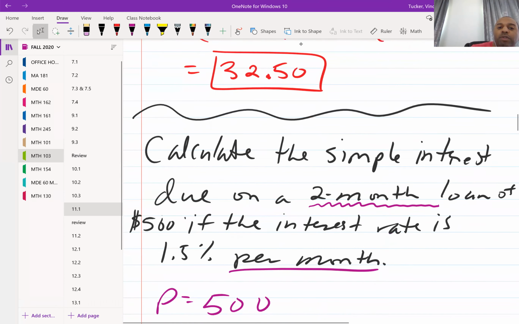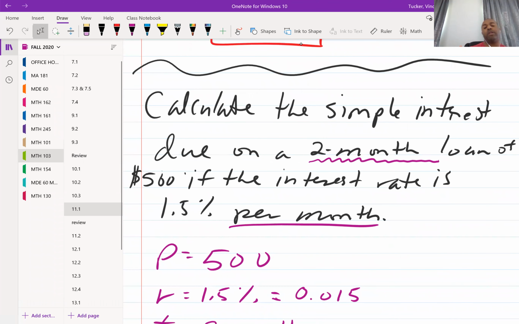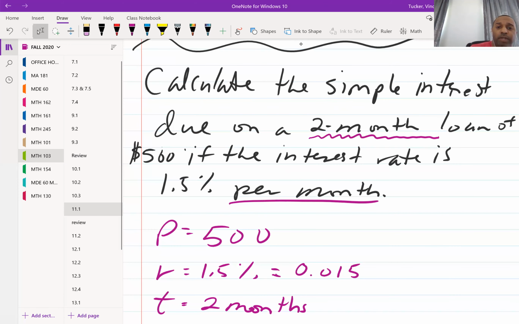So now this is one of the ones I mentioned, and these are few. You will see only a few of these in your examples, maybe only one, but you do have to be careful. Here: calculate the simple interest due on a 2-month loan of $500 if the interest rate is 1.5% per month.